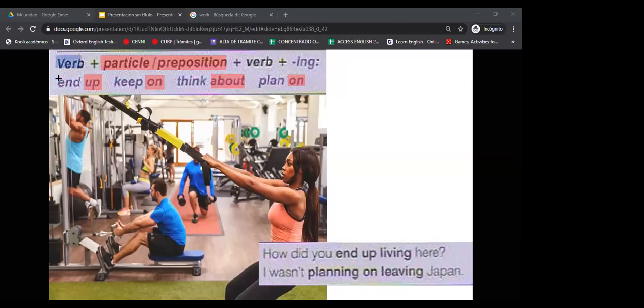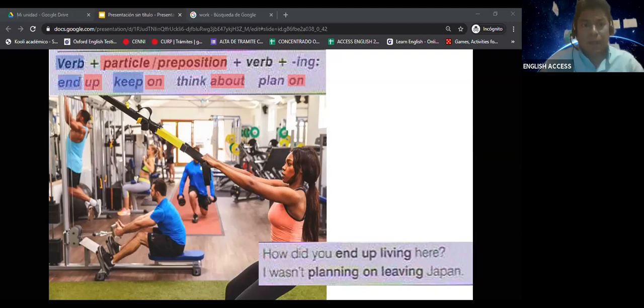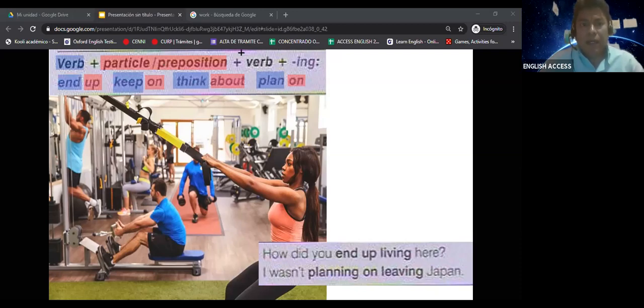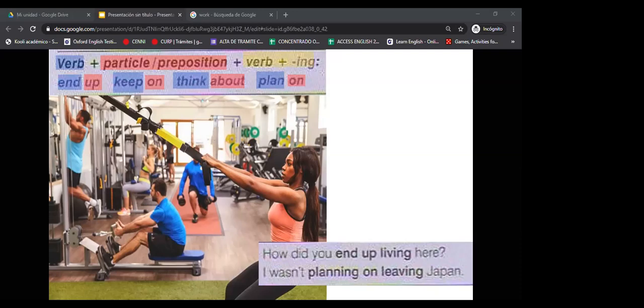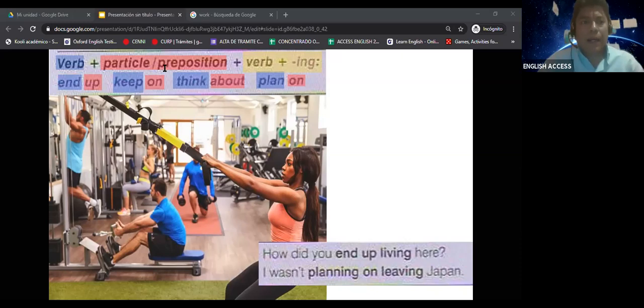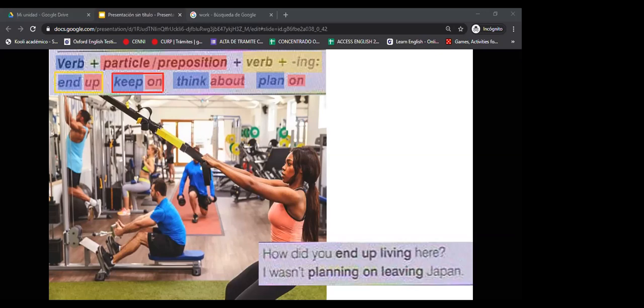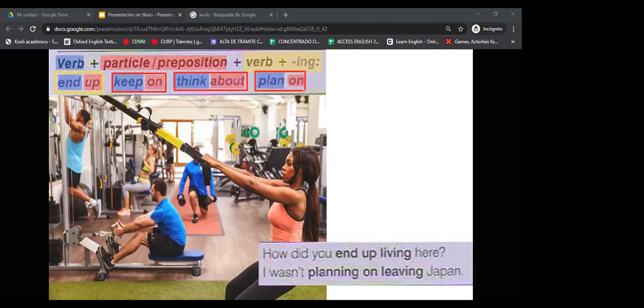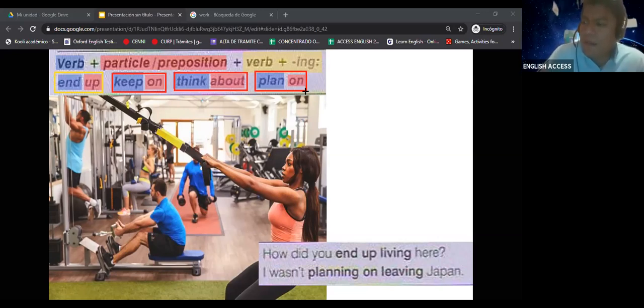So we have the verb plus particle. The blue one is the verb, and then the pink one is a preposition, and then on the other side we have a verb with ing. This verb with the preposition, the meaning is the same, and this is one phrasal verb. It's only one phrasal verb. We saw phrasal verbs in book 3, unit 5, I think, if you want to look for them.